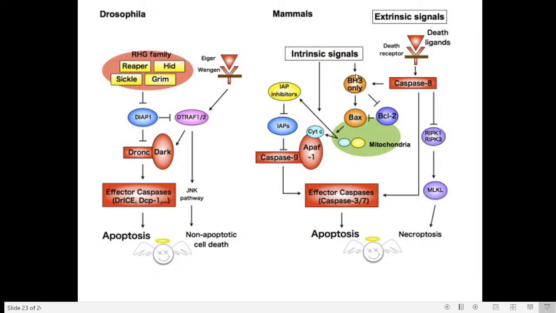So in the intrinsic pathway, BH3-only proteins activate BAX and BCL2. This BAX and BCL2 activation releases cytochrome C, which forms a complex with APAF1. So these combinations activate the apoptosome pathway, activating caspase 9, and caspase 9 activates caspase 3 and 7.